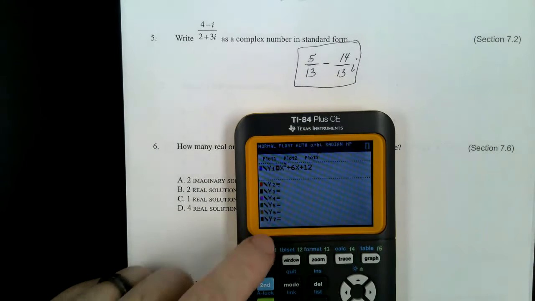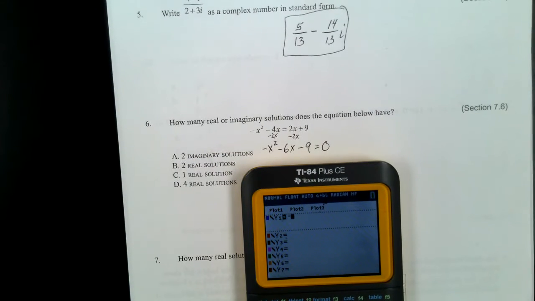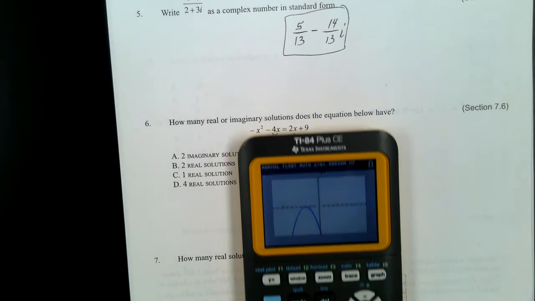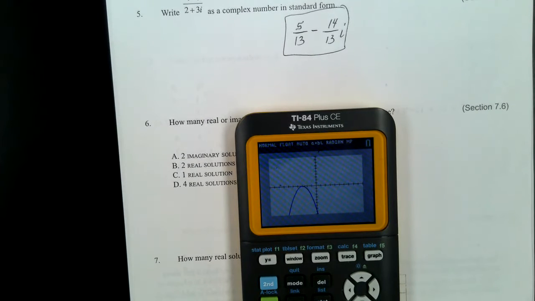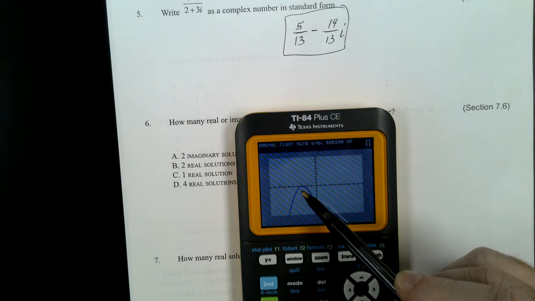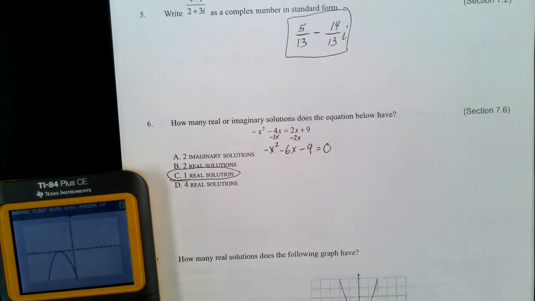I'm going to my y equals, and I'm going to type it in here like this: negative x squared minus 6x minus 9. Now, when I graph it, this will lead into number 7. If you remember, the x-axis tells us how many real solutions we have. This literally touches the x-axis one time. Therefore, we have one real solution.